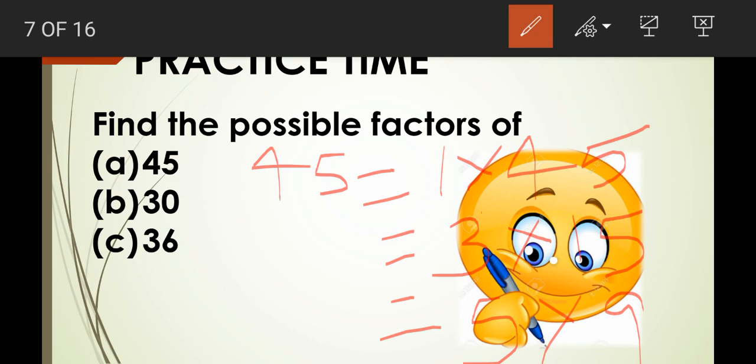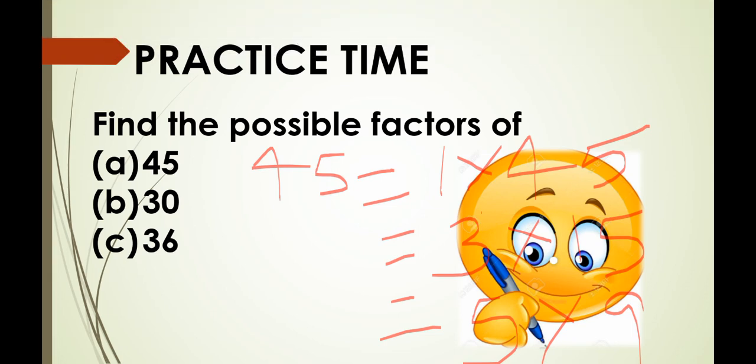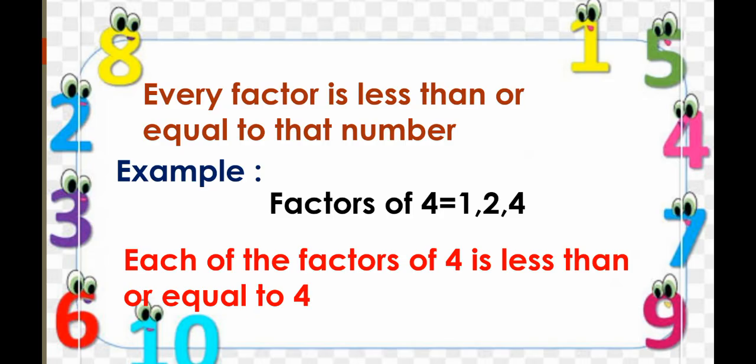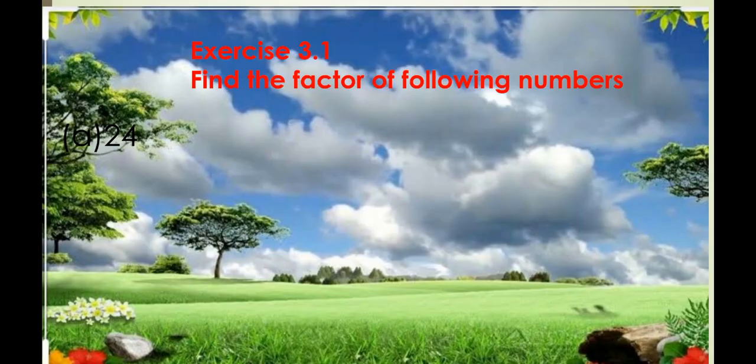Understood? Okay. Same way you have to do 30. Have to do 36. Now exercise 3.1 from your reader. Find the factor of following numbers. This is a question. First one we will do. The others you have to do by yourself. First one is 24. You are going to find the factor of 24.